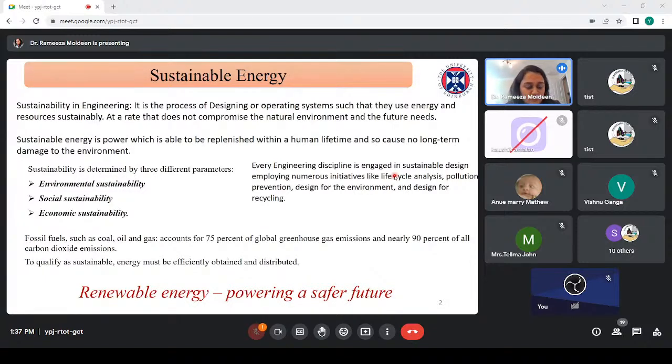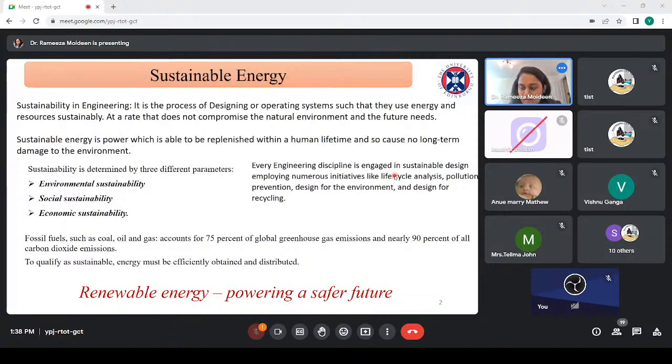The fossil fuels we are using, that is coal, oil, and gas, account for about 75% of global greenhouse gas emissions and nearly 90% of all carbon dioxide emissions, which we cannot do much about, because if we need to use a car or any public transport, we need petrol, diesel, gas, everything. To qualify a power as sustainable, the energy must be efficiently obtained and distributed. Such an initiative is renewable energy, which is powering a safer future.